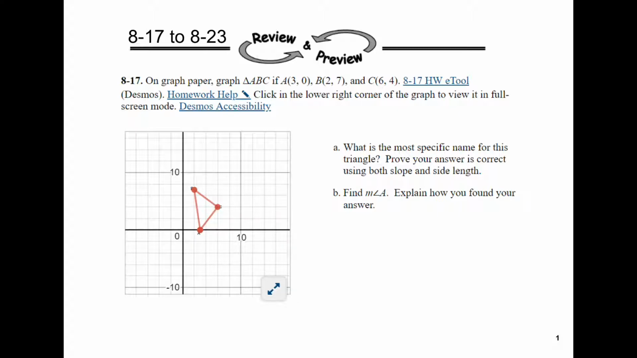817 says, on graph paper, graph triangle ABC if point A is at the ordered pair 3, 0, point B is at the ordered pair 2, 7, and point C is at the ordered pair 6, 4. What is the most specific name for this triangle? Prove your answer is correct using both slope and side length.